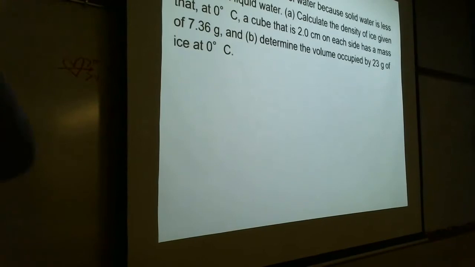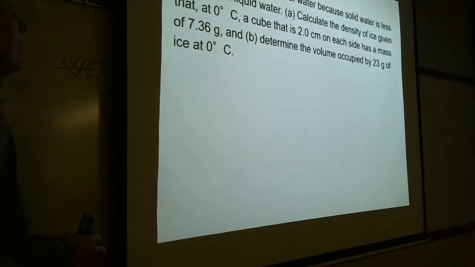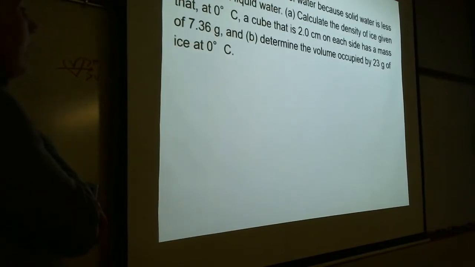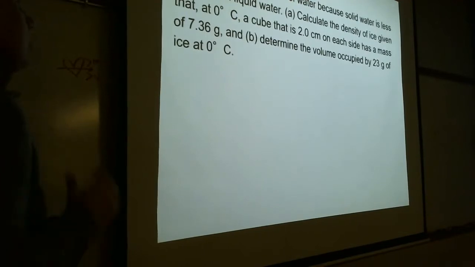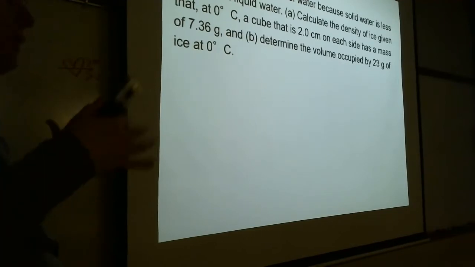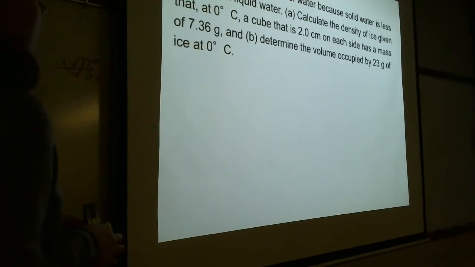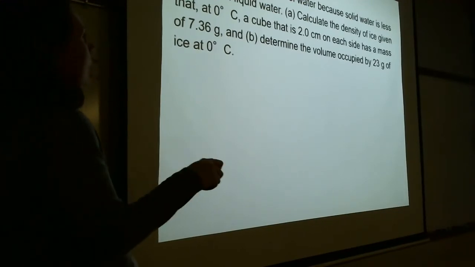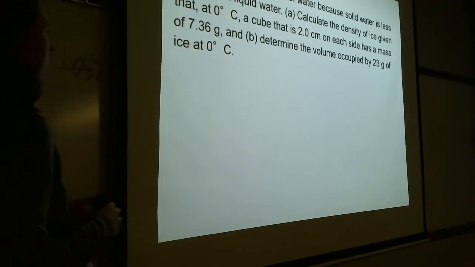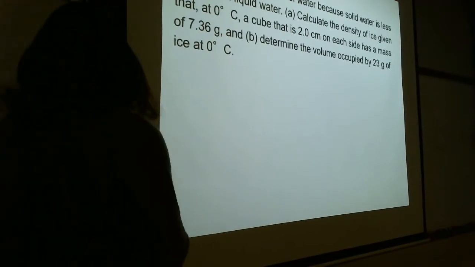All right, so let's do this one together. Ice cubes float in a glass of water because solid water is less dense than liquid water. It's one of the unique things about H2O. Calculate the density of ice if, at 0 degrees Celsius, a cube that is 2 centimeters on each side, right? So we made ice cubes in the freezer in a little tray, and it was 2 by 2 by 2. A cube has a measurement on each side by 2, and each cube has a mass of 7.36 grams. So let's do part A together. Calculate the density of that ice.